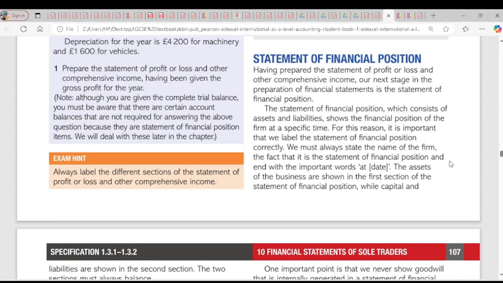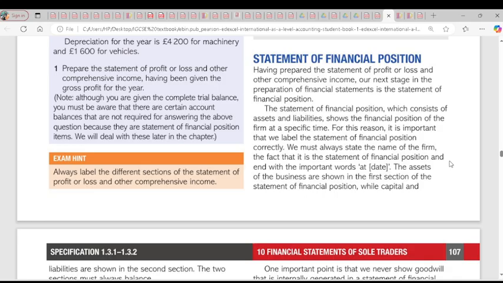So we go to the statement of financial position. When we talk about the statement of financial position, it's basically talking about the assets, liabilities, and the capital of a business. So it simply means the worth of a business is known through the statement of financial position. But before we get into it, it would have meant that we're done with the statement of profit or loss and other comprehensive income.